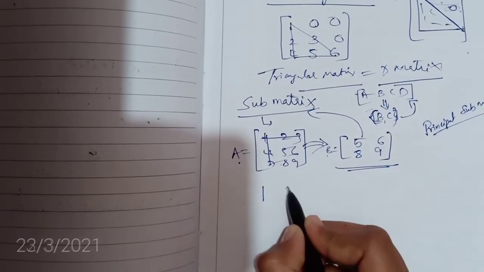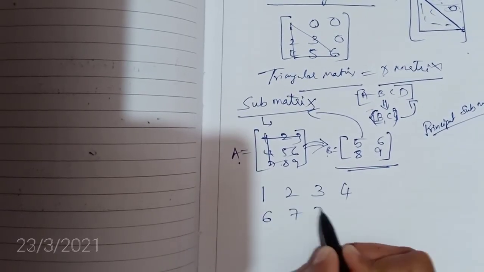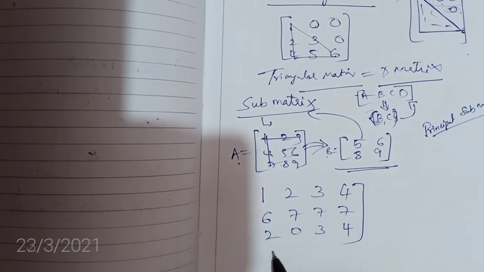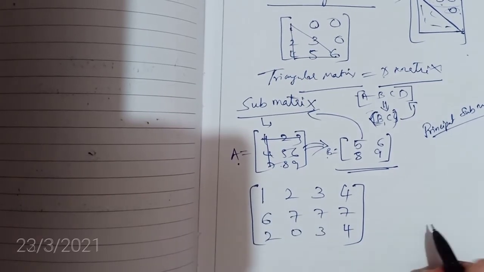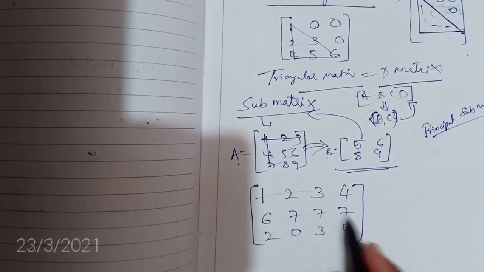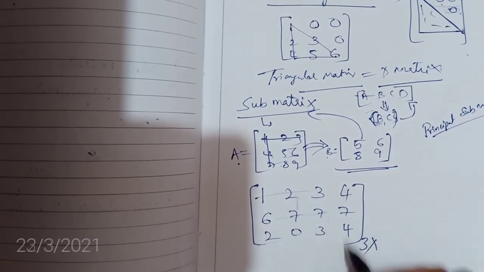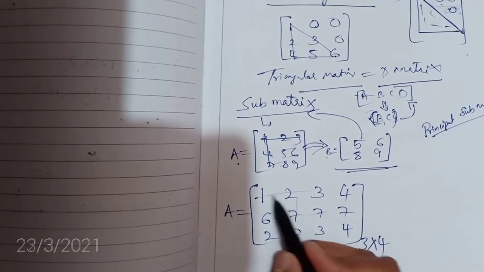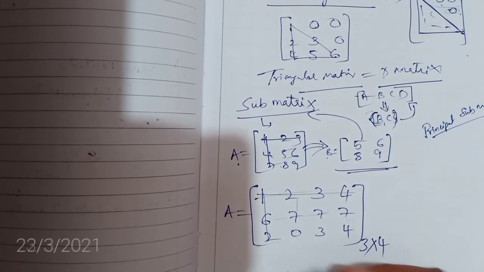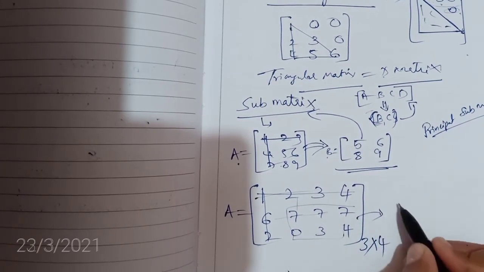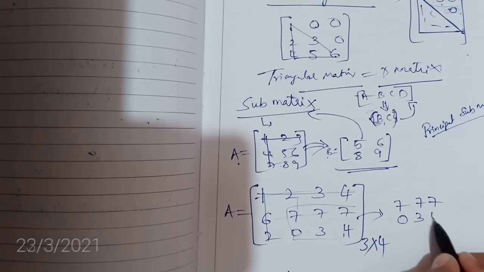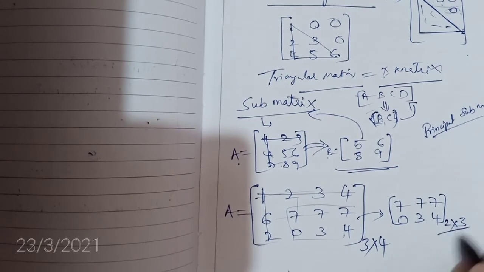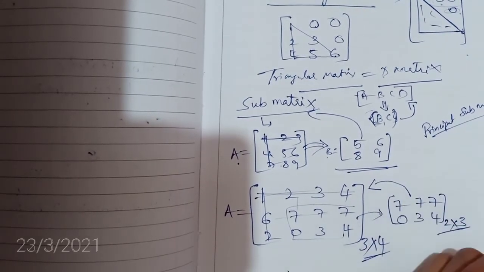Let me take one more example of a matrix with 4 columns. Okay, so I have this matrix. What is the order of this matrix? 1 2 3, 1 2 3 4. Okay, 3 cross 4. So here this is matrix A. Then if I eliminate one row and one column, I am going to get a matrix which is 7 7 7, 0 3 4. Okay, so what is the order of this? 1 2, 1 2 3. So this is a submatrix of this matrix.